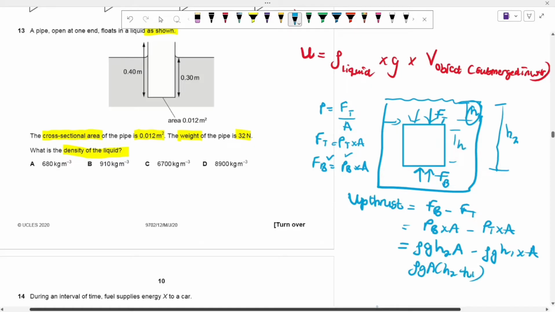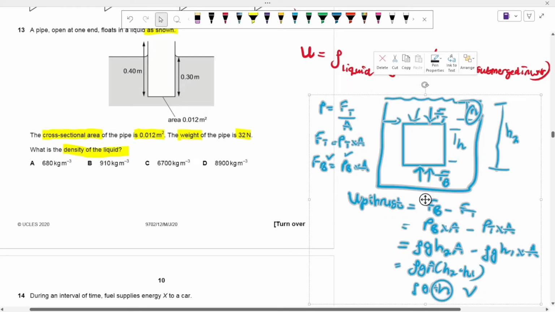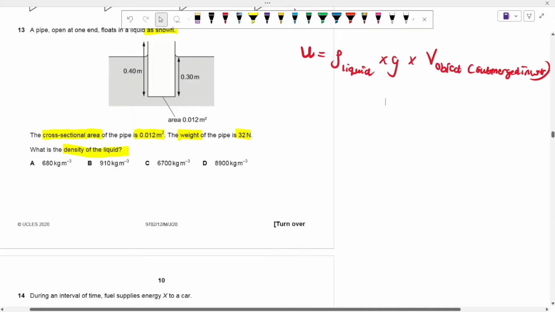So you're just going to have rho G A H. But A H is the volume. So your upthrust is going to be rho G times the volume. It's the volume of the entire object if it's fully submerged in water. If it's not, it's the volume of the part which is submerged in water. Now you know this fact, where this formula comes from, and now we're just going to use it to help us find the density.